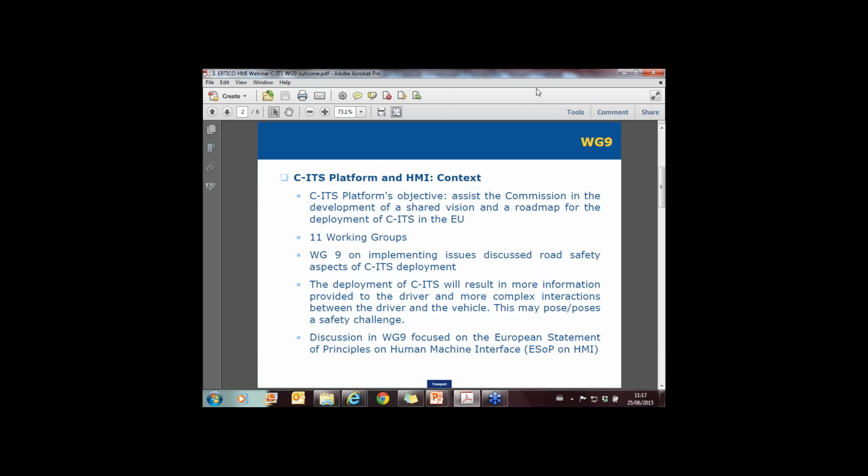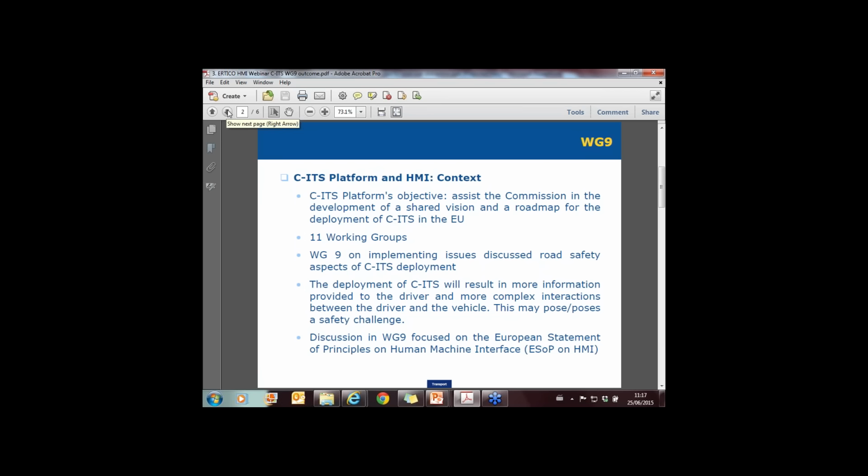And it was from that perspective, and in order to focus the discussion, because we had really little time to go over a long list of topics, we decided to concentrate on human-machine interaction, and in particular on the European Statement of Principles on Human-Machine Interaction. Knowing, of course, that there was also in parallel the group on HMI within the iMobility forum discussing exclusively this topic.